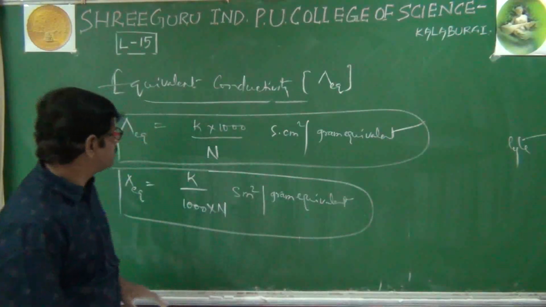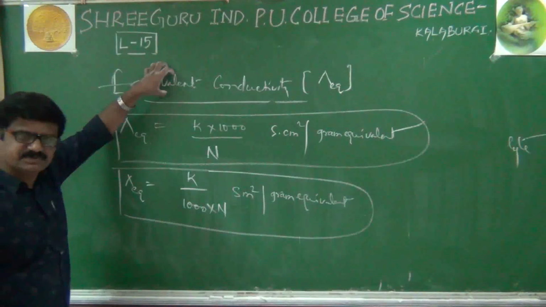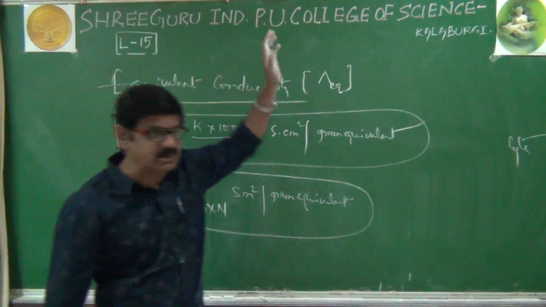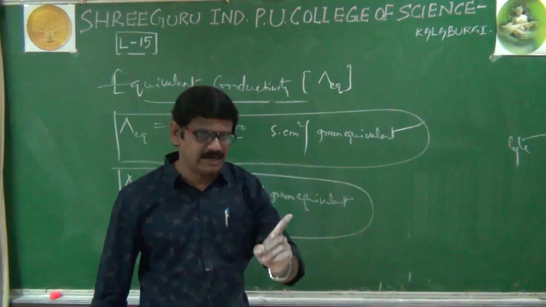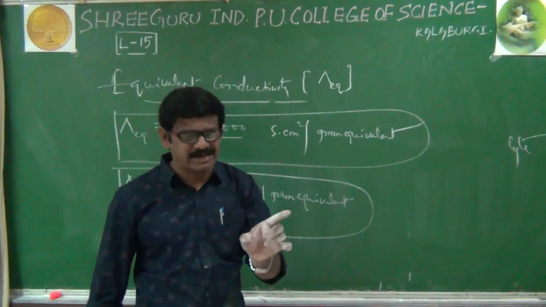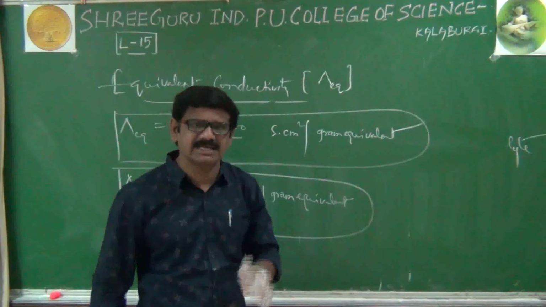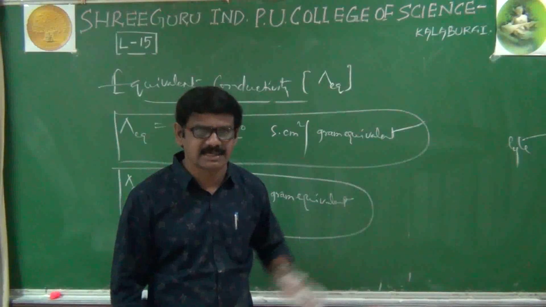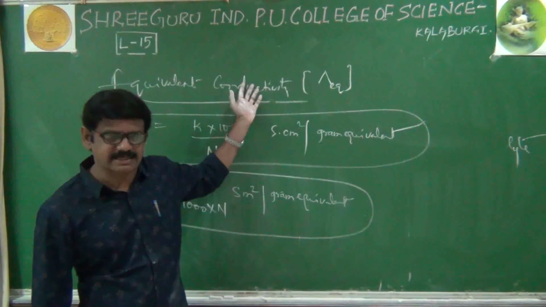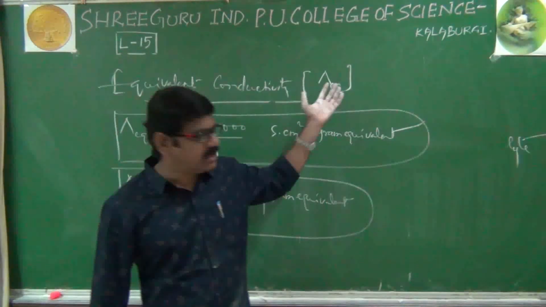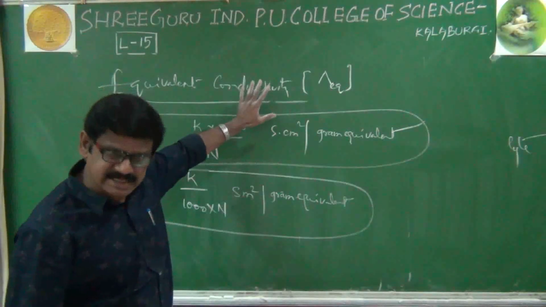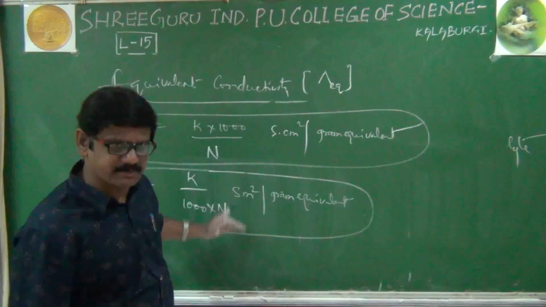That's it. Okay. Once again, we will recall the definition. The conductance of all the ions produced by dissolving 1 equivalent, nothing but 1 gram equivalent of electrolyte in the given volume of solution is called the equivalent conductance or equivalent conductivity. Again, based on this formula, we will solve some problems.